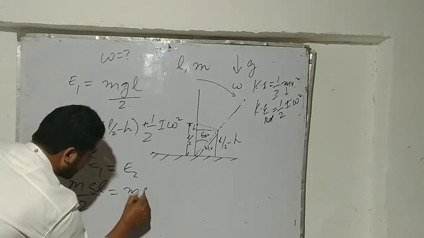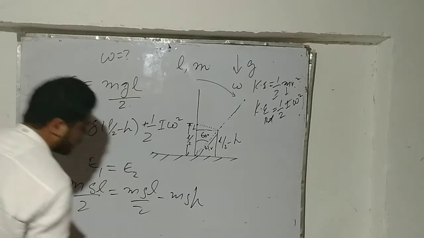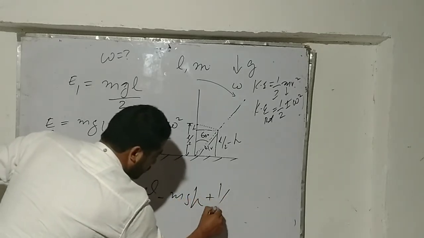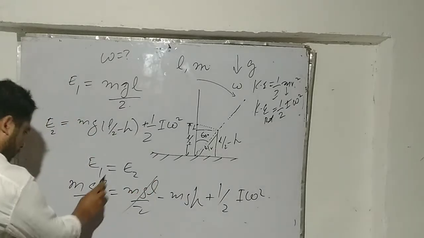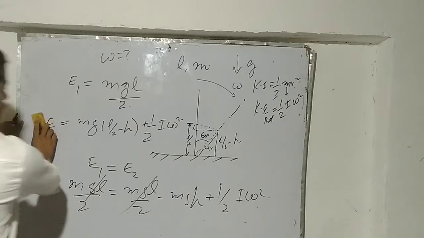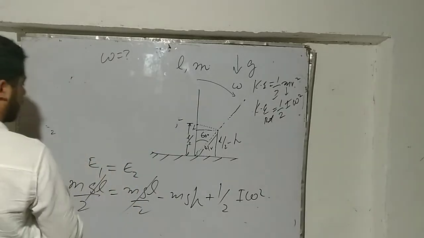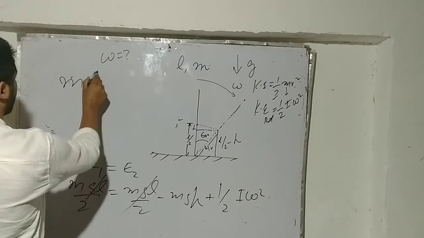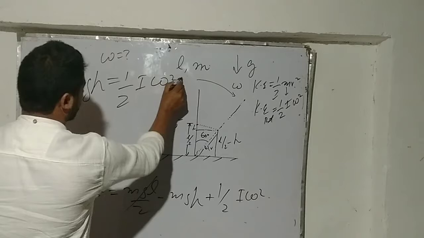It will be mgL/2 minus mgh plus 1/2 Iω². Okay, this will go with this, and if I just put it here, what I will get is simply mgh equals 1/2 Iω².